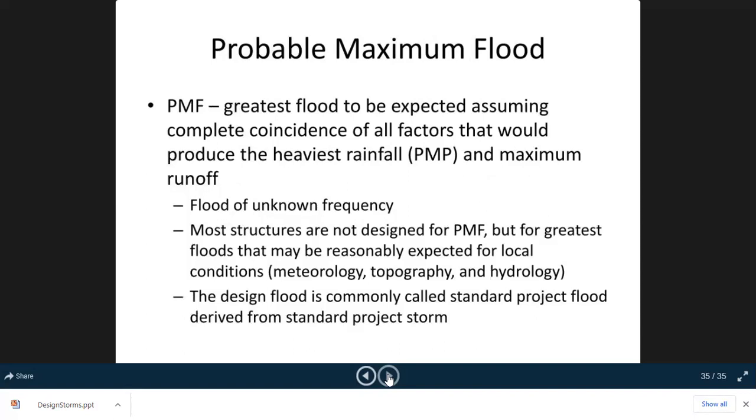PMF is the greatest flood to be expected, assuming complete coincidence of all factors that would produce the heaviest rainfall and maximum runoff. It is a flood of unknown frequency. Most structures are not designed for PMF, but for the greatest floods that may be reasonably expected for local conditions, meteorology, topography, and hydrology. The design flood is commonly called the standard project flood, derived from the standard project storm.